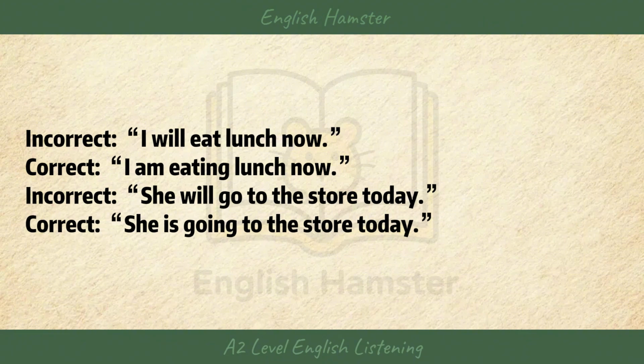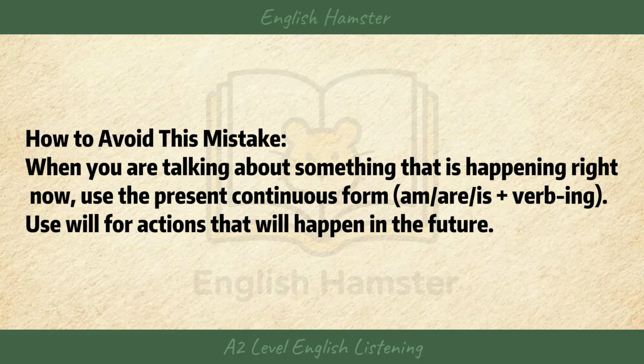Incorrect. I will eat lunch now. Correct. I am eating lunch now. Incorrect. She will go to the store today. Correct. She is going to the store today. How to avoid this mistake. When you are talking about something that is happening right now, use the present continuous form, am, are, or is, plus verb ing. Use will for actions that will happen in the future.